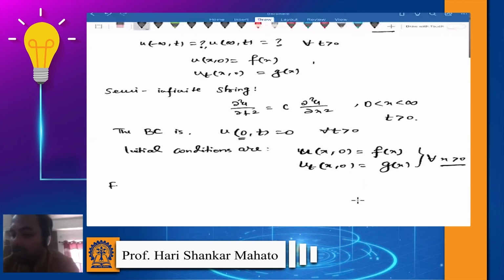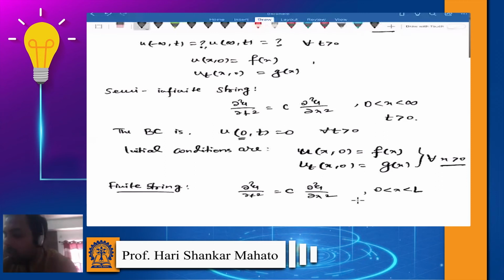All right. Now, another interesting fact is that you have a finite string. Let's say instead of semi-infinite, you now have a finite string. So obviously the equation will remain ∂²u/∂t² equals c times ∂²u/∂x². And I'm saying that the length of this string is 0 less than x less than L and t is positive.